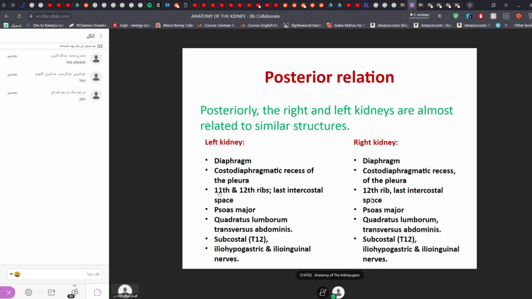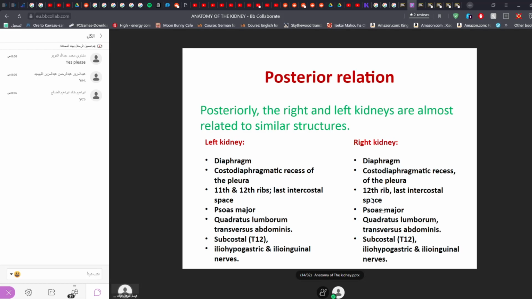Then for the left kidney, we have the 11th and 12th ribs posteriorly, at the last intercostal space. But on the right side, only the 12th rib and the last intercostal space slightly. Why? You have just discussed that the right kidney is at a lower level than the left kidney. So the left kidney has both ribs, 11th and 12th, but the right kidney has only the 12th rib. This is the only difference between the posterior relations of the right and left. Otherwise, the other structures are the same.